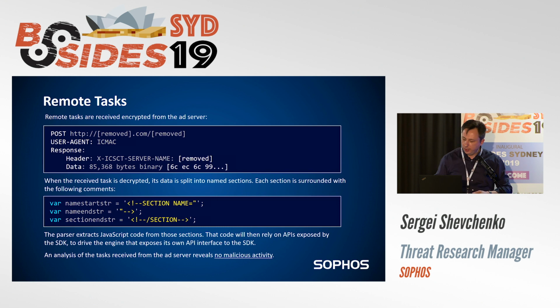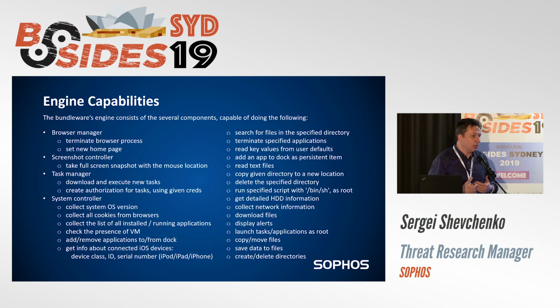What can the engine do? As it turned out, the engine is a full backdoor. So basically, if you look at the browser manager, it can terminate the browser process, set a new homepage, and use the screenshot controller. It can take a full screen snapshot, it can take a snapshot of the image where the mouse is clicking, it can download and execute new tasks, and create authorization for tasks using given credentials. System control: it collects full system information, the OS version, all cookies from all the browsers. Why would they do it? Collect the list of all installed and running applications, check the presence of a VM as we mentioned, add and remove applications from the dock. Get info about the connected iOS devices.